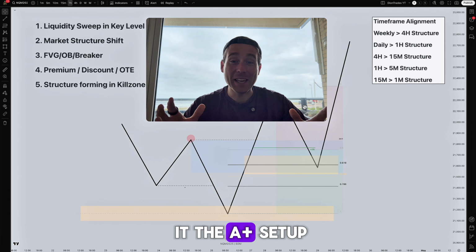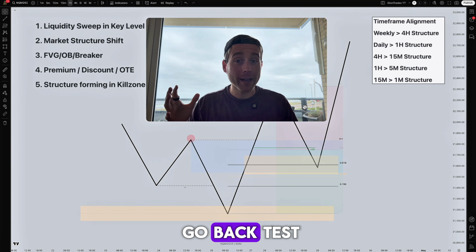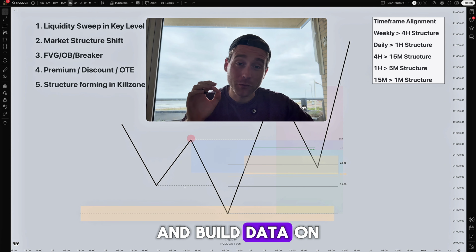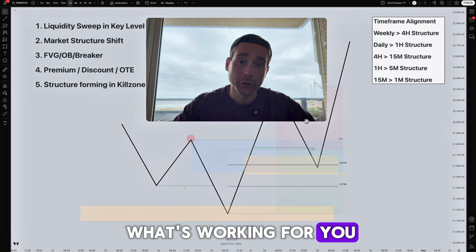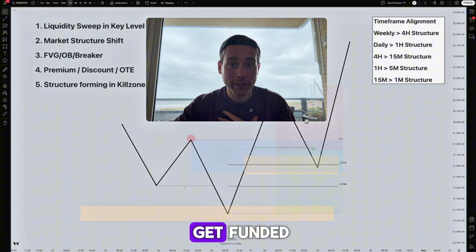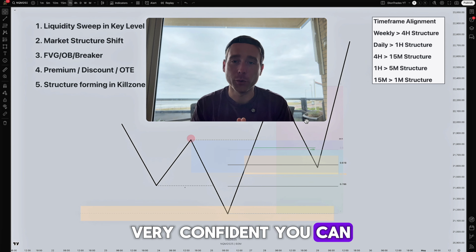And there you have it, the A+ setup. Use this setup to go backtest, go journal this, and build data on what's working for you. This is the exact framework I use to get funded, to get payouts. I'm very confident you can do it too.